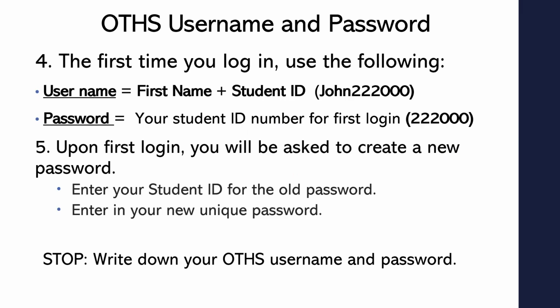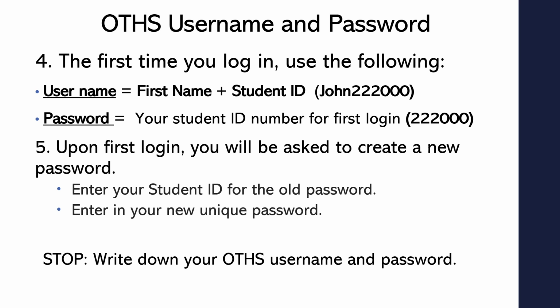Once you click on the Citrix Student ASP, you should see a spot to enter in a username and a password. Your username is your first name and your student ID number. So it looks something like what's on the screen, John222000. So your first name followed by a 22 number. And then your password is going to be your student ID number again. So that 22 number again in the password location.